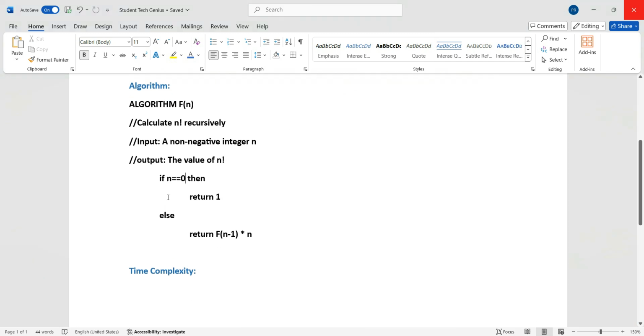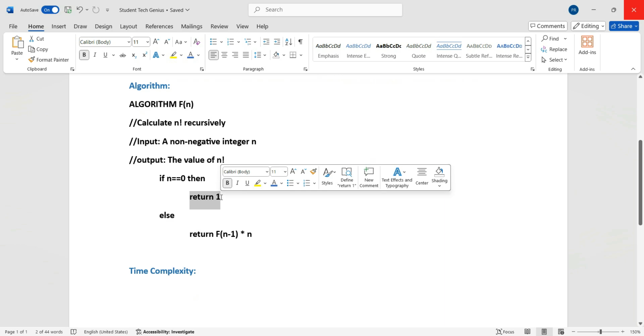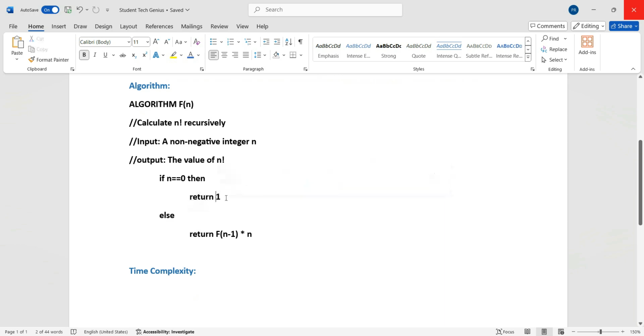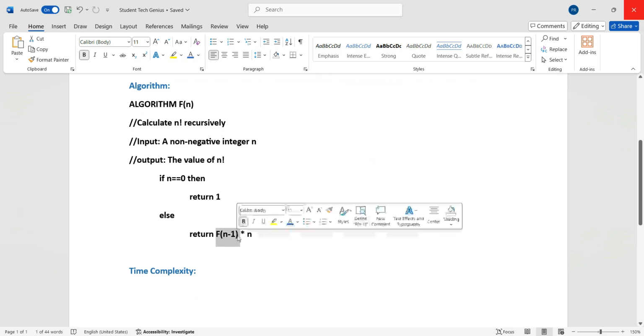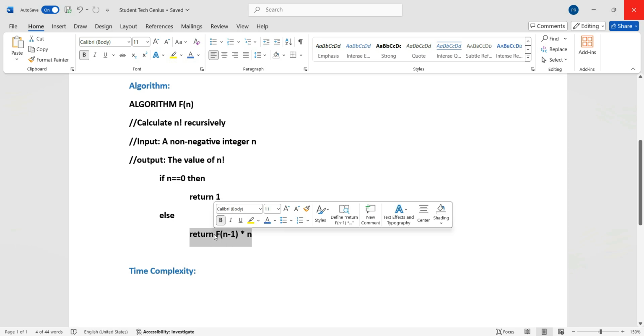First we are declaring the condition: if n is 0, then the factorial is 1. We will directly write the factorial as 1 if n is 0. And if n is not 0, then we will return f of n minus 1 into n.